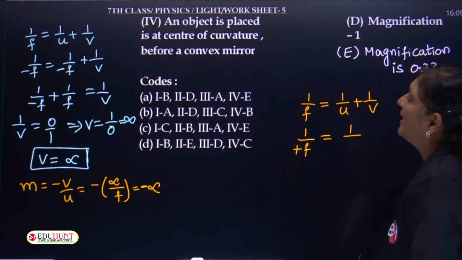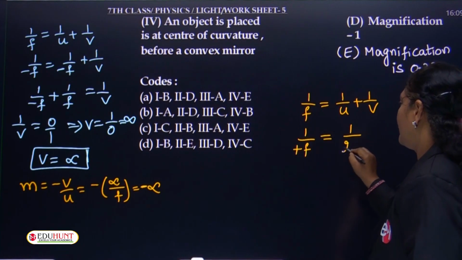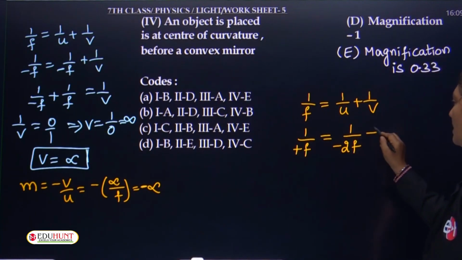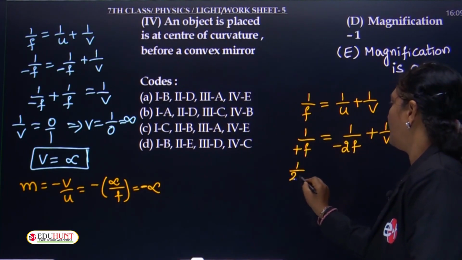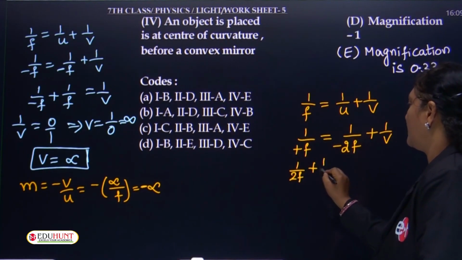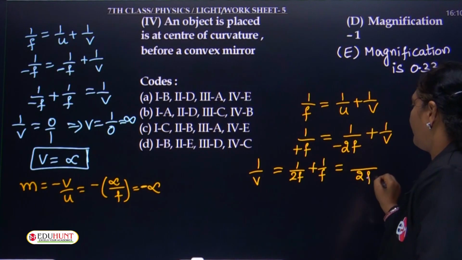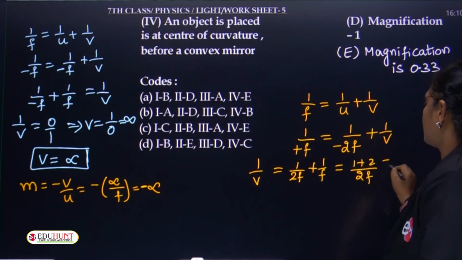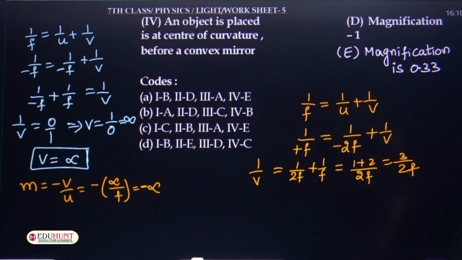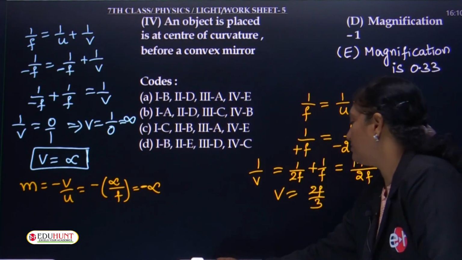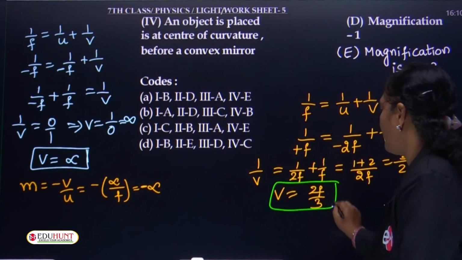So 1 by f must be equal to 1 by u. Where is the object placed? At the center of curvature. At the center of curvature means u is minus 2 times f, plus 1 by v. Find out the value of v, children. Bringing this to the other side, 1 by minus becomes plus, and already plus 1 by f is there. This will give you the value of 1 by v. The LCM is 2f. This goes 1 time and this goes 2 times. So this is equal to 3 by 2f. If 1 by v is 3 by 2f, then v must be equal to 2f by 3.